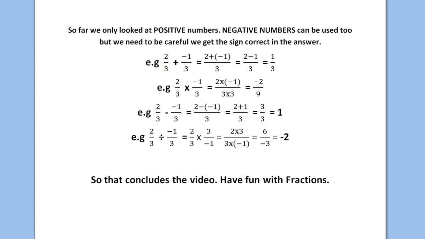2/3 minus a third. Well, that equals 2 minus, and then in brackets, minus 1 over 3. Now, when you subtract a negative number, you're actually adding a positive number. So the two minuses become a positive. So 2 minus minus 1 equals 2 plus 1. So that fraction now becomes 3 over 3, which equals 1.